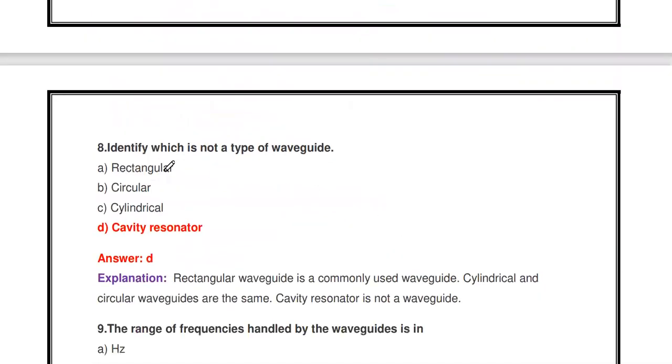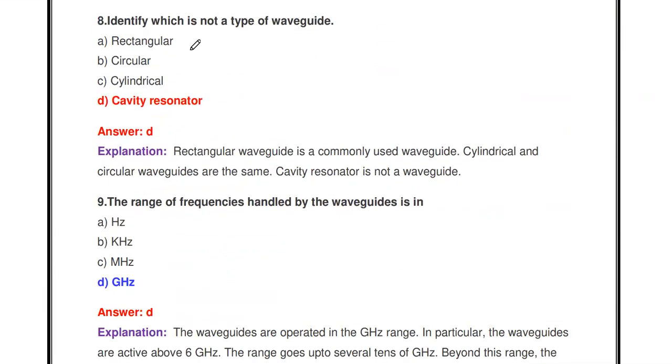Then the next one: identify which is not a type of waveguide. Waveguide is also used to transmit power. Rectangular, circular, cylindrical and cavity resonator. Cavity resonator is not a type of waveguide. There is a rectangular waveguide, and circular and cylindrical waveguides. So the cavity resonator is not a waveguide.